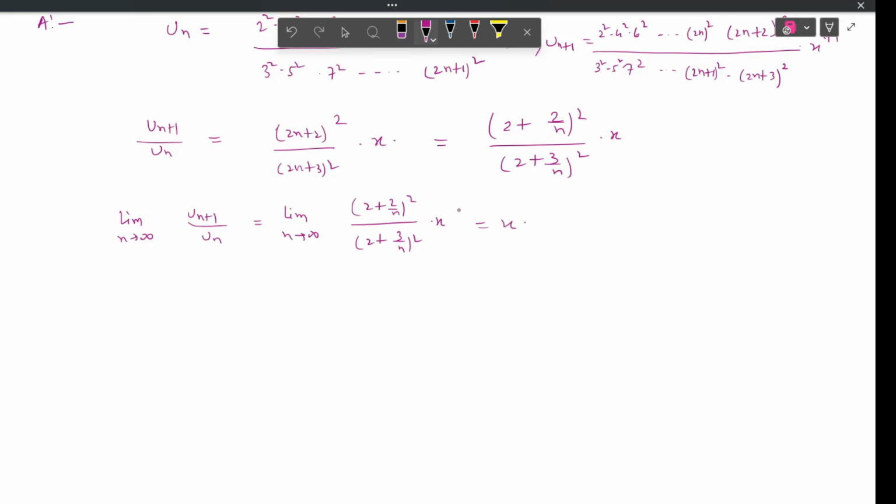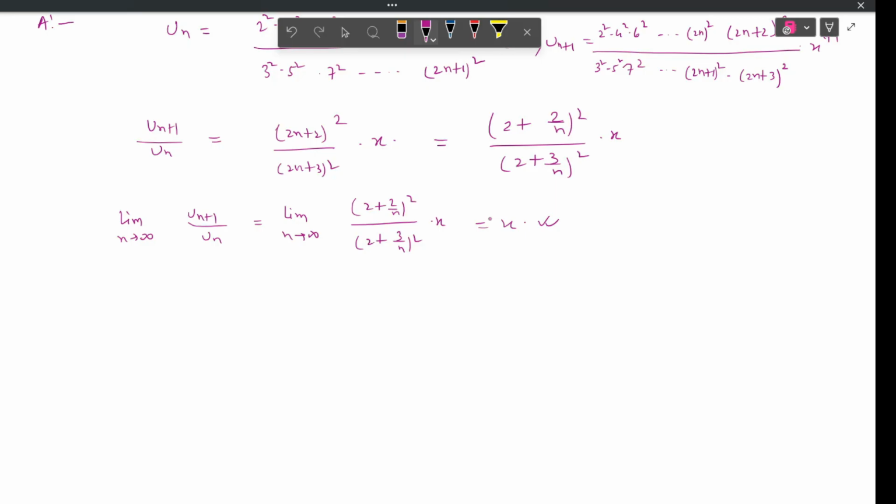So again we can say that this will be convergent if x is less than 1, and it will be divergent if x is greater than 1, right? And this depends on x value. So I think you got the point how to apply real numbers ratio test.